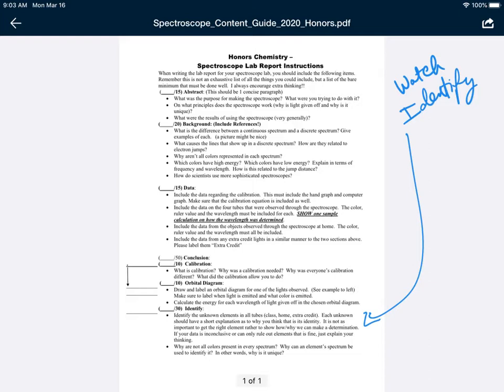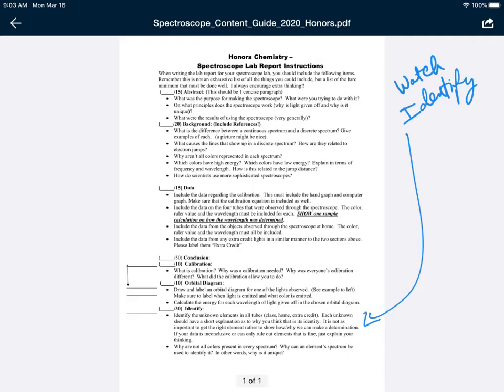Okay, so you'll start out always with an abstract. The purpose of making the spectroscope is, ultimately, to identify the unknown lights. And then how does the spectroscope work? That should have some information about electrons jumping around. And then the results, so what lights you were able to identify, or what lights you totally couldn't identify. So again, one nice paragraph, 6 sentences or so, should give you a nice abstract.